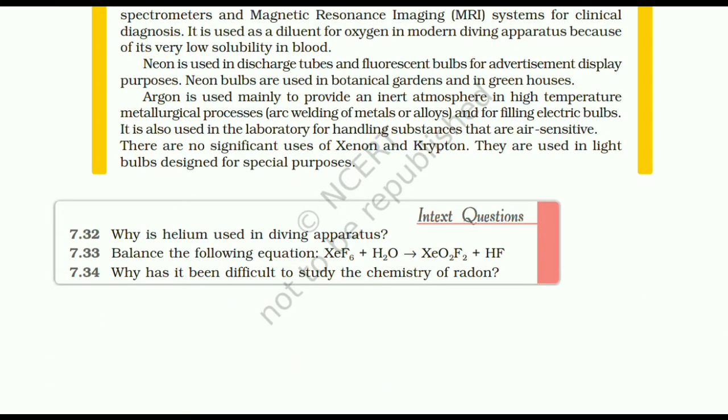I'm skipping the in-text questions for you to solve later, or you can pause the video and solve them right now.